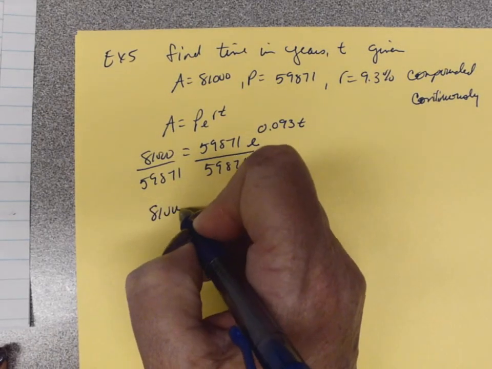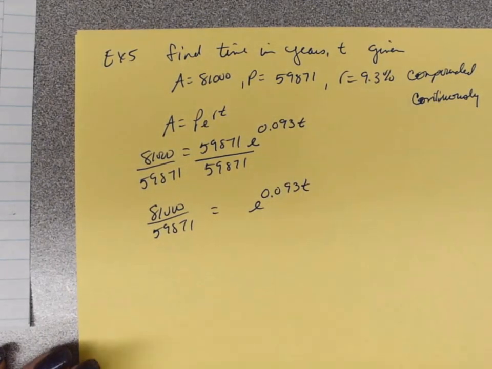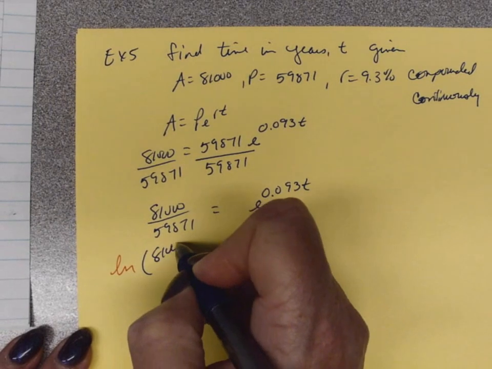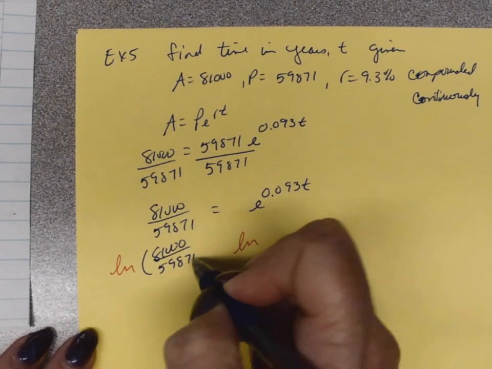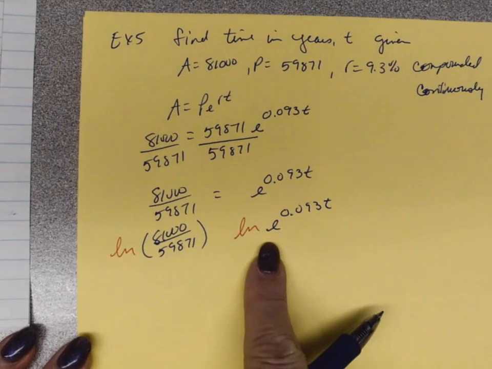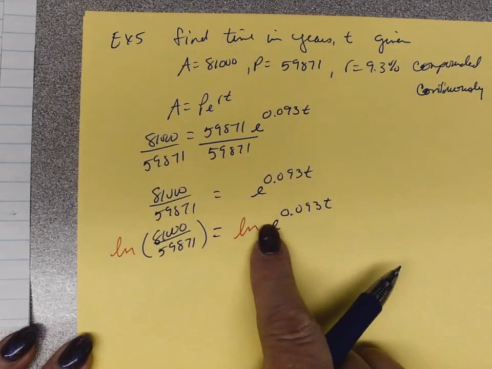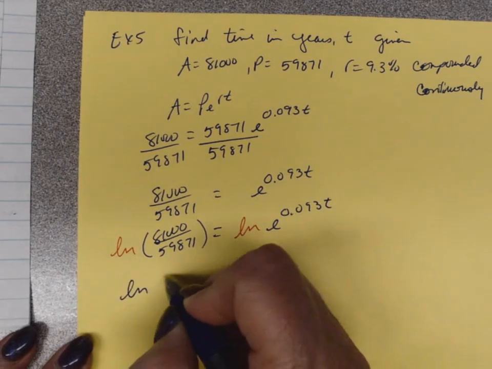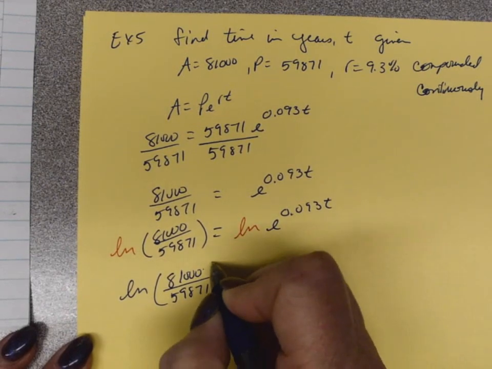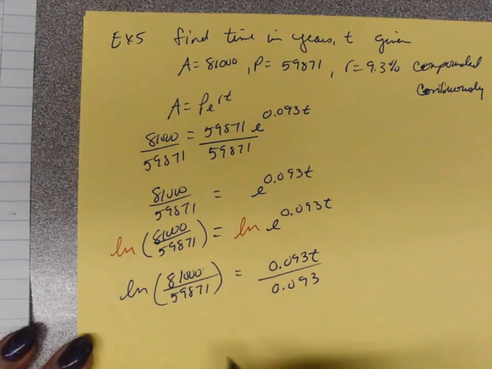All right, so we're going to have 81,000 divided by 59,871 equal to e to the 0.093t. So again, we're going to bring in our ln on both sides. So the ln of 81,000 divided by 59,871 equals the ln of e to the 0.093t. Now, because we have the ln, I can use my power rule to bring that forward, plus the ln of e undoes each other, so we're just going to be left with the exponent. So we have the ln of 81,000 divided by 59,871 equals 0.093t. Divide both sides by the decimal.